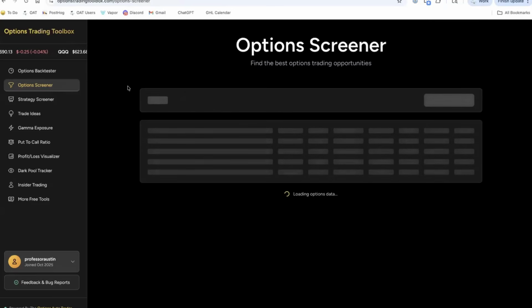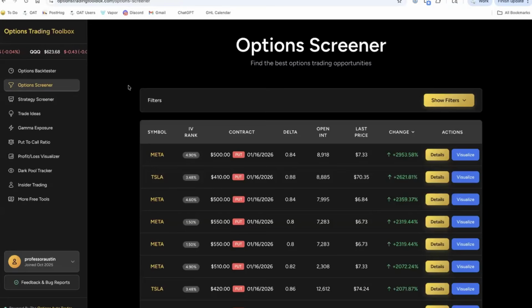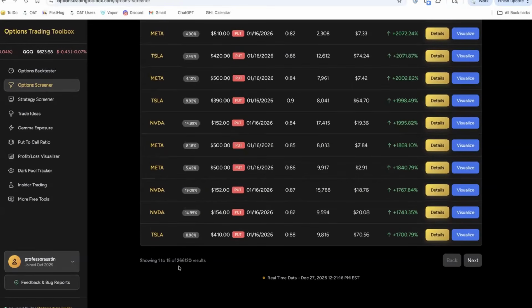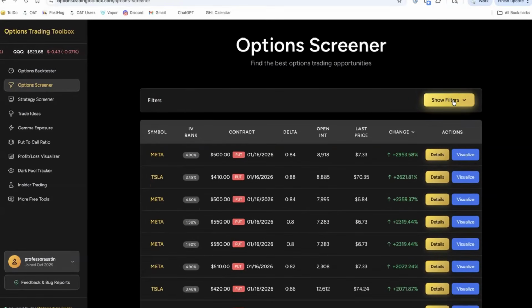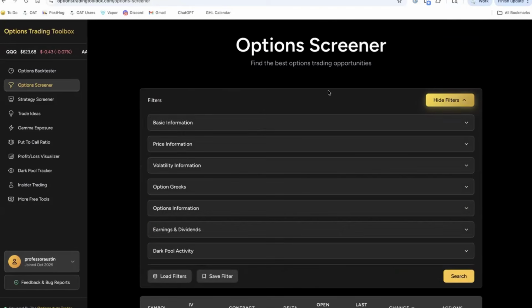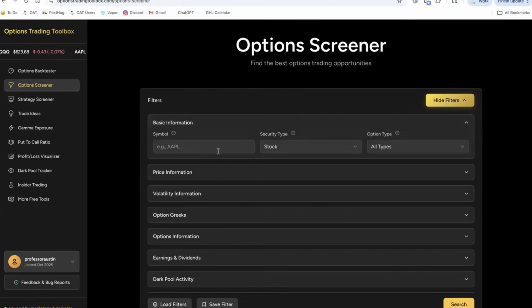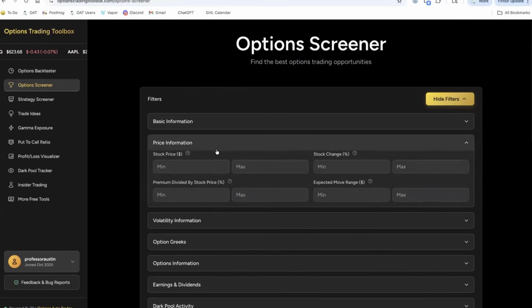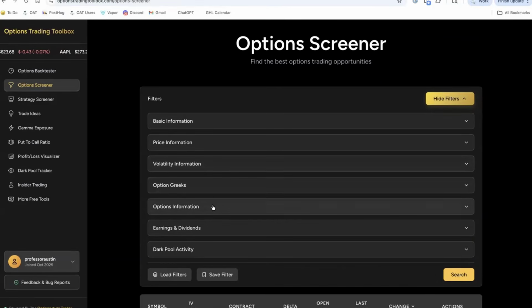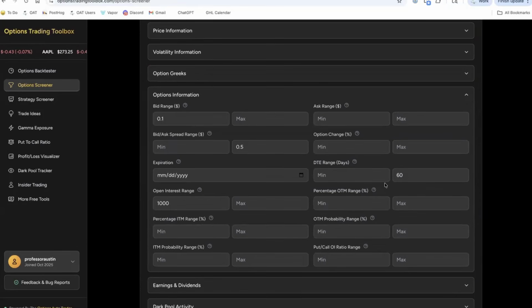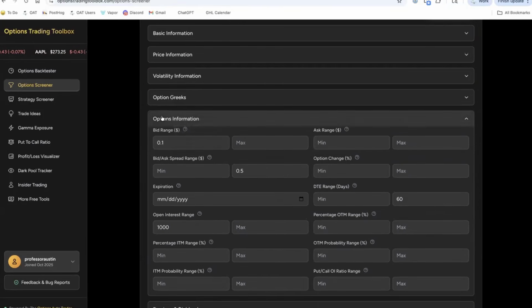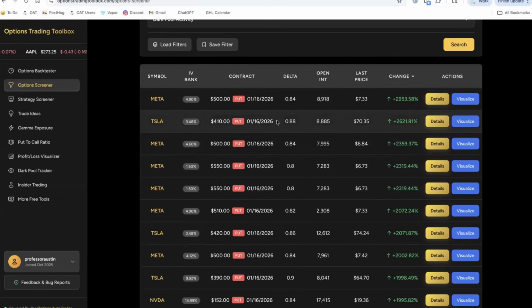The option screener does take a bit to load on the initial page. I am working on improving that. But again, we're looking through 3 million plus options contracts at any given moment. So it's a lot. Let's see here, 266,000. And that's because I'm already filtering through some things. So many amazing filters: basic information, symbol, price information, options, Greeks, volatility, earnings and dividends, dark pool orders, open interest, volume, all this stuff. Anything you want to search by to find your perfect contract, you can.